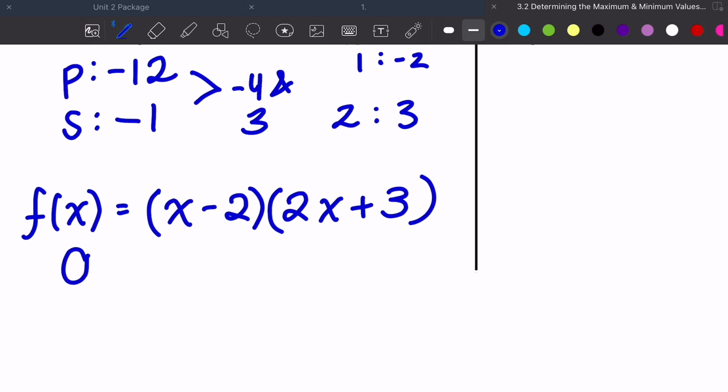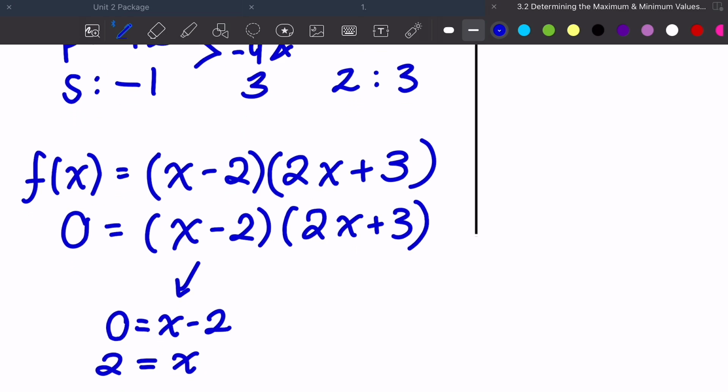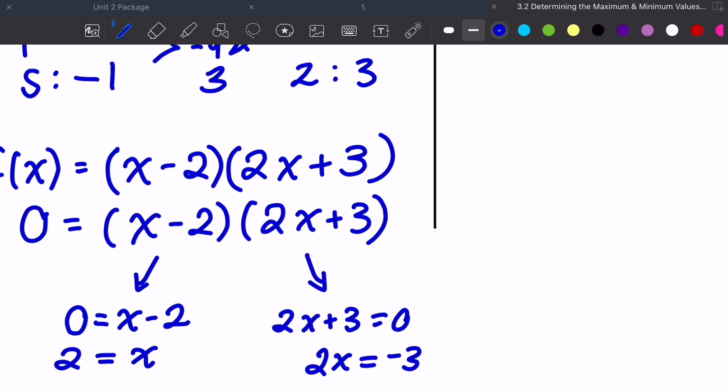So now if I set this equal to 0, my first one is going to be 0 equals x minus 2, or 2 is equal to x. Same idea as with the restrictions, where you flip the sign. And now this one, 2x plus 3 equals 0, or 2x equals negative 3 if I bring 3 over. Then if I divide by 2, I get negative 3 over 2, or about negative 1.5.